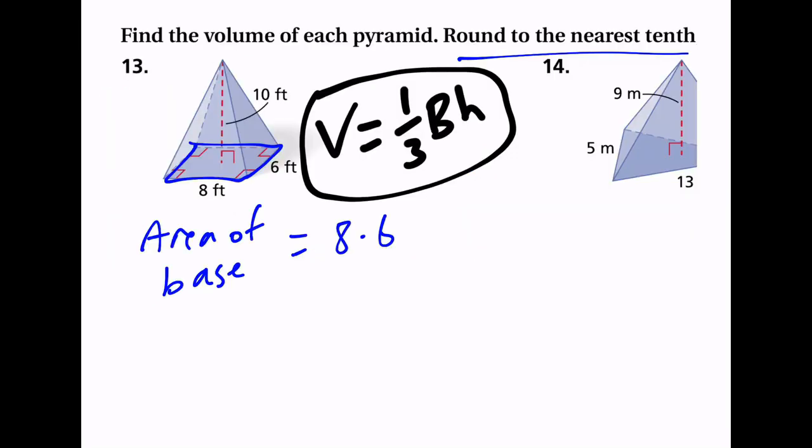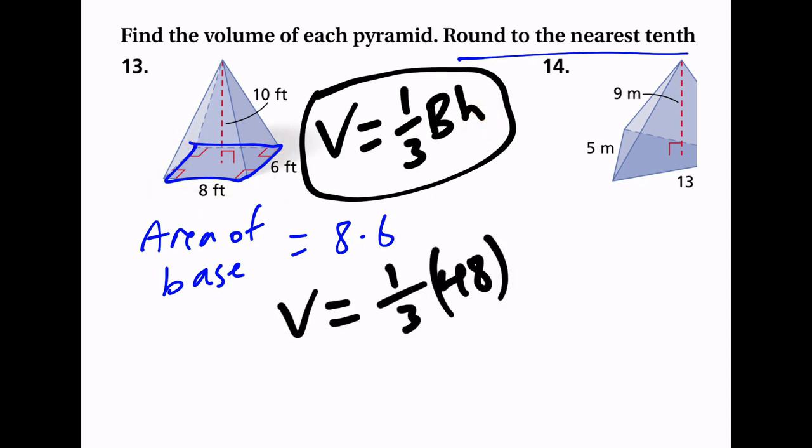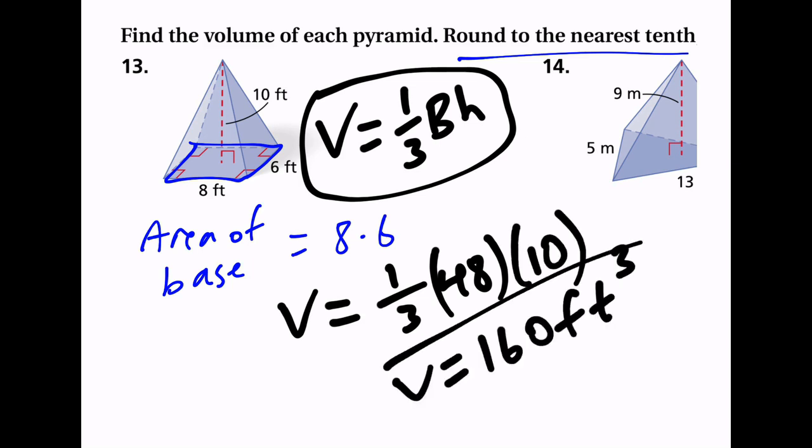For 13, we're going to use the same formula. The volume is equal to 1/3 times the area of the base times the height. The base here is a rectangle, so we use length times width. We can plug in 48 there, and our height is 10. So if we multiply straight across, we get 160 feet cubed.